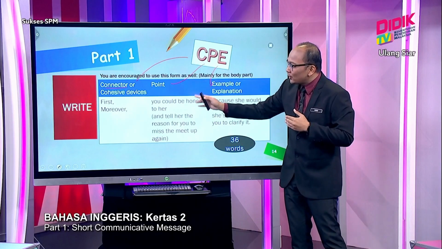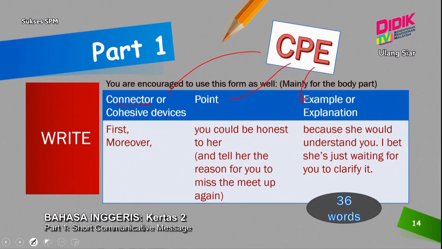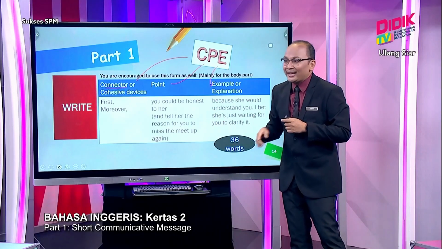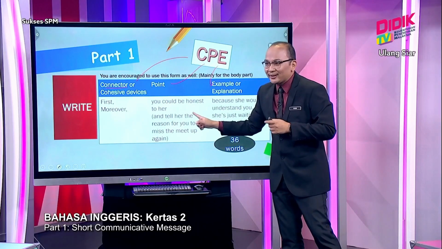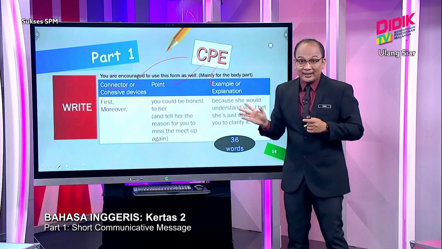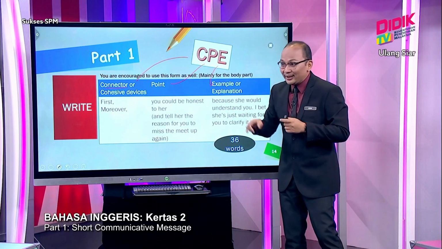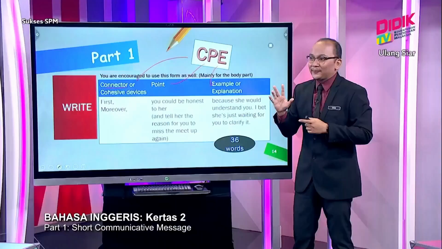Use connectors or cohesive devices first, or moreover, please remember that. And also the point: you could be honest to her and tell her the reason for you to miss the meetup again. As you can see, Chris, I put this part in brackets. What does that mean? Some students might write only until "you could be honest to her," which is already enough. But if you're very good, you can always add more. So don't be afraid, good writers, they can actually explain more.